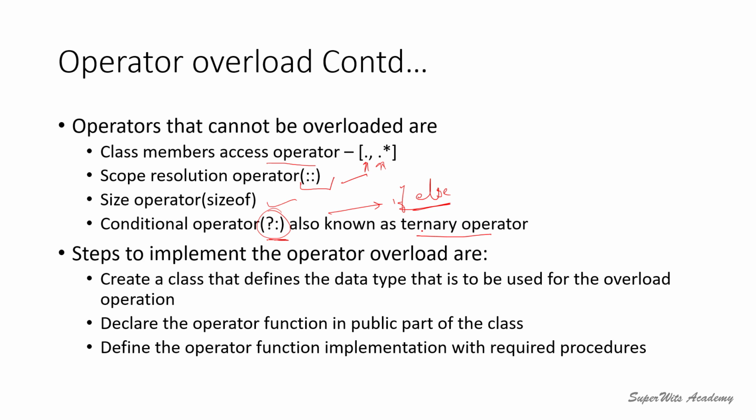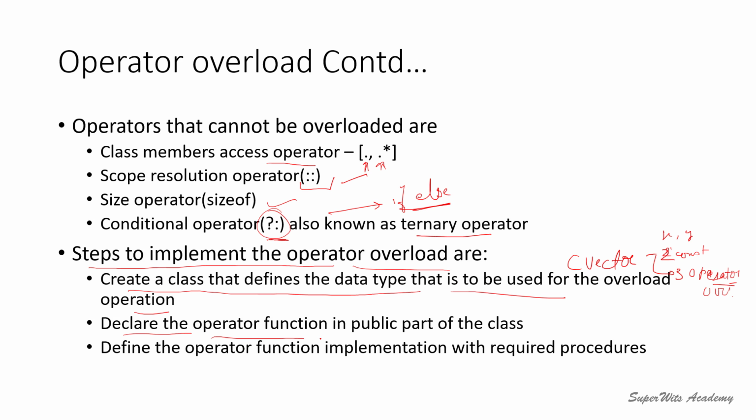So that is what we have. We have already seen the example. So what are the basic steps for the implementation of operator overloading? Create a class that defines the data type that is to be used for the operator overload. CVector was created for that, which has two member variables x and y and two constructors. In fact, we created three operator overloads. The declaration of the operator function was done in the public part of the class.